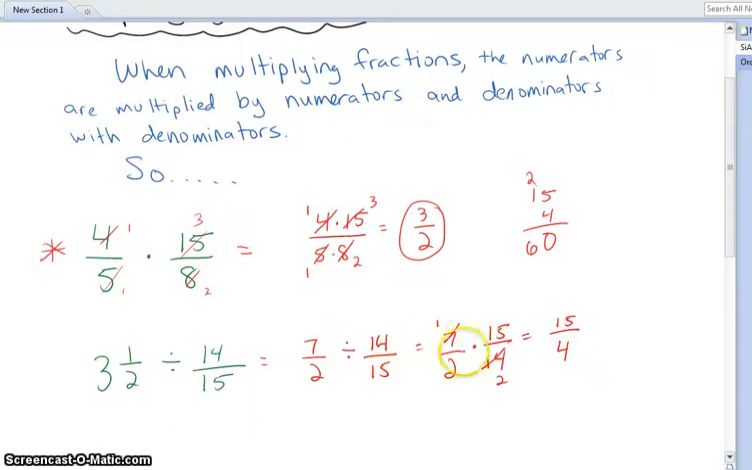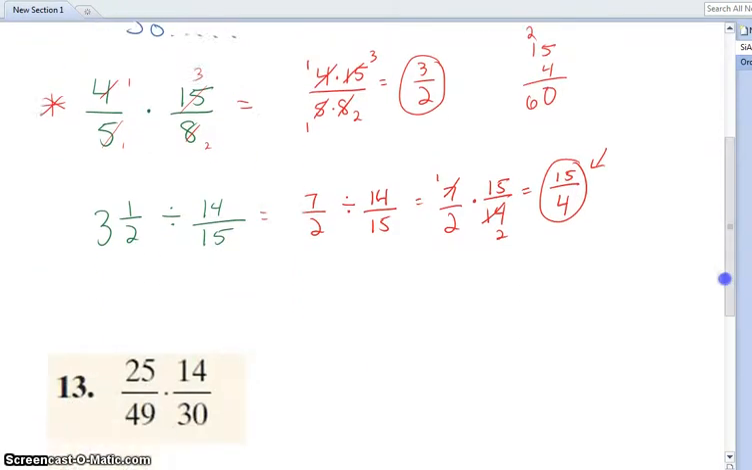If you can reduce when things are being multiplied, if you reduce as much as you can, you won't have to reduce your end fraction. It'll already be in simplest form. So let's try another one.